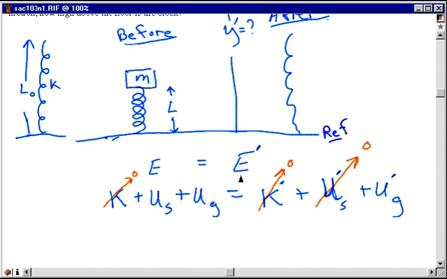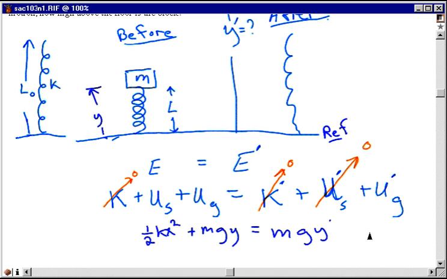So in the before picture, we're going to have a 1/2 kx squared. That's our expression for spring potential energy, plus an mg, let's call it y for the moment. And that's going to be equal to gravitational potential in the after picture, which is just mg y prime.